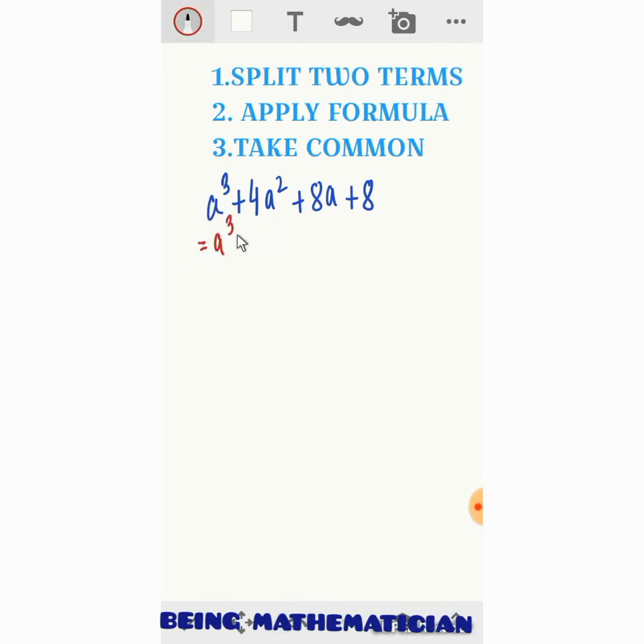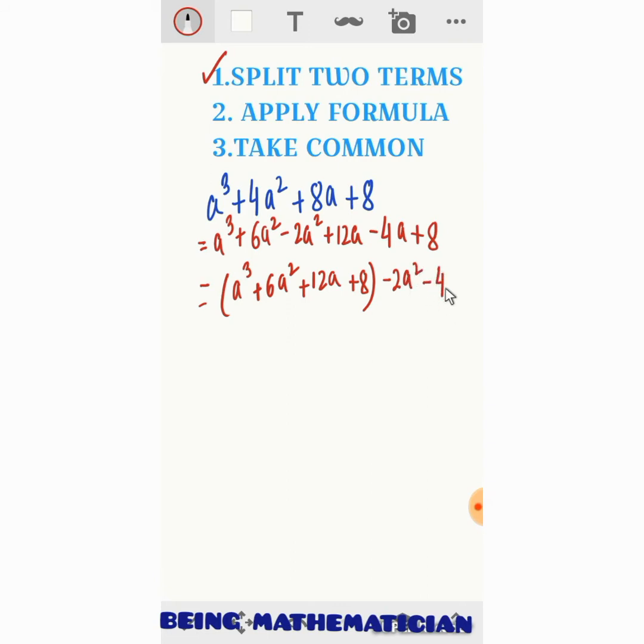A cube plus 6a square minus 2a square plus 12a minus 4a plus 8. So step 1 is completed: split two terms of the expression. Then we group this: a cube plus 6a square plus 12a plus 8, and minus 2a square minus 4a.